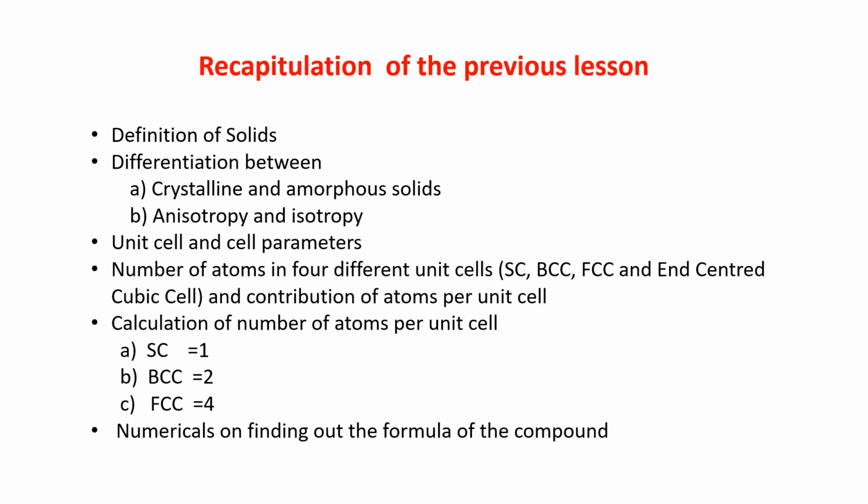In the previous lesson, we have done definition of solids, differentiation between crystalline and amorphous solids, anisotropy, isotropy, unit cell and cell parameters, number of atoms in different unit cells, calculation of number of atoms per unit cell, and numericals on finding out the formula of the compound. We have completed all these things. Now from here we shall move to the next lesson.